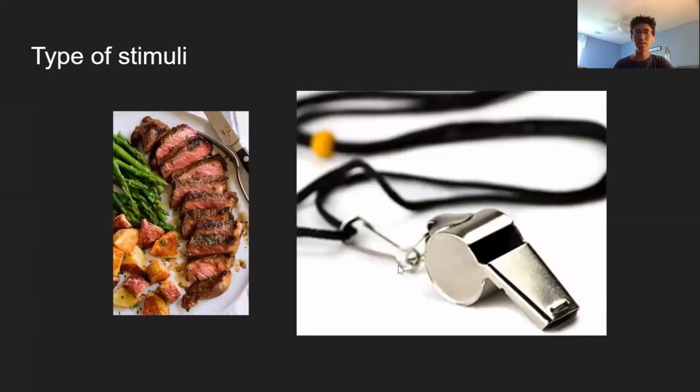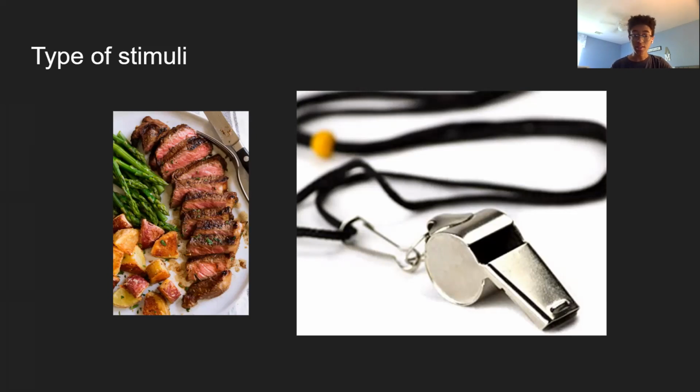So let's talk about the type of stimuli that are involved in classical conditioning. So we have the steak, which is what we would call an unconditioned stimulus. Now, what's an unconditioned stimulus? That's something that you would expect the dog to react to without any training at all. Like a natural dog would be happy about steak at any time.